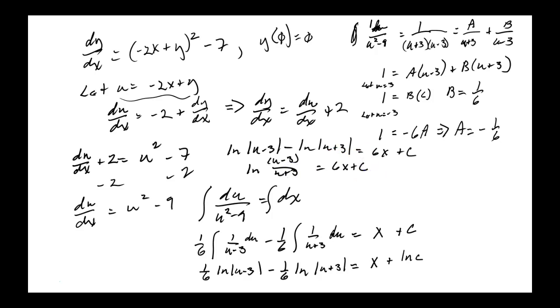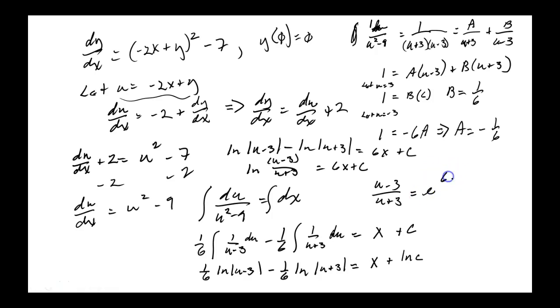Now, just to avoid a lot of mess, this is fine. What we're going to do now is exponentiate. And what will that give us? u minus 3 over u plus 3 is equal to e to the 6x plus c, which, by the way, is e to the 6x times e to the c. But e to the c is just some constant, so let's put the c there. Again, I'm being very sloppy with my c's.